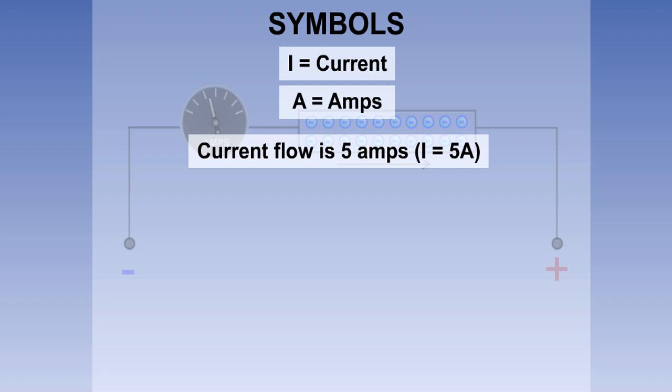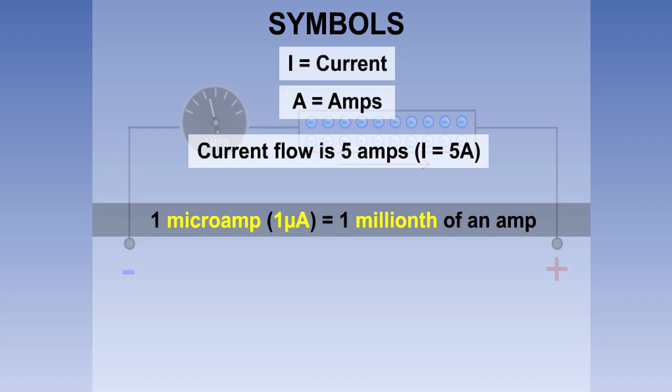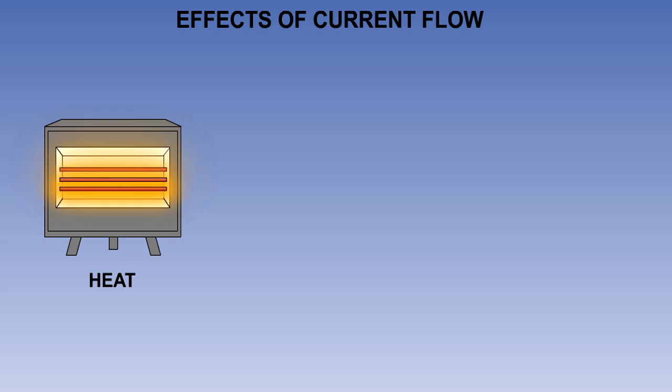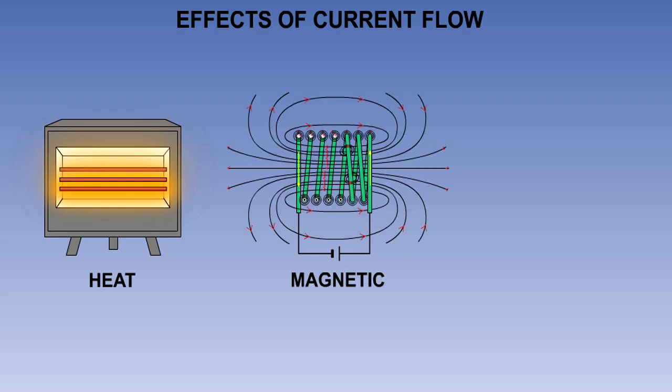Small values of current are given the following prefixes. 1 microamp is 1/1,000,000th of an amp, and 1 milliamp is 1/1,000th of an amp. The flow of current has a number of effects. They are heating, magnetic, and chemical.